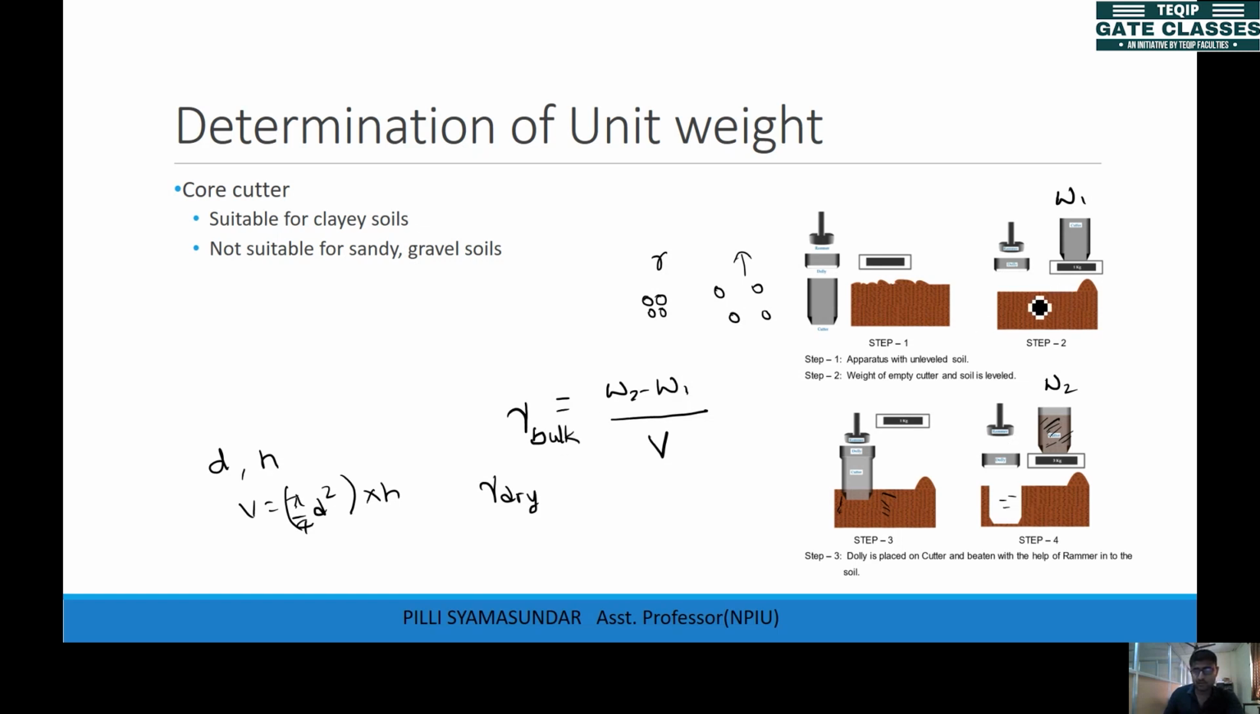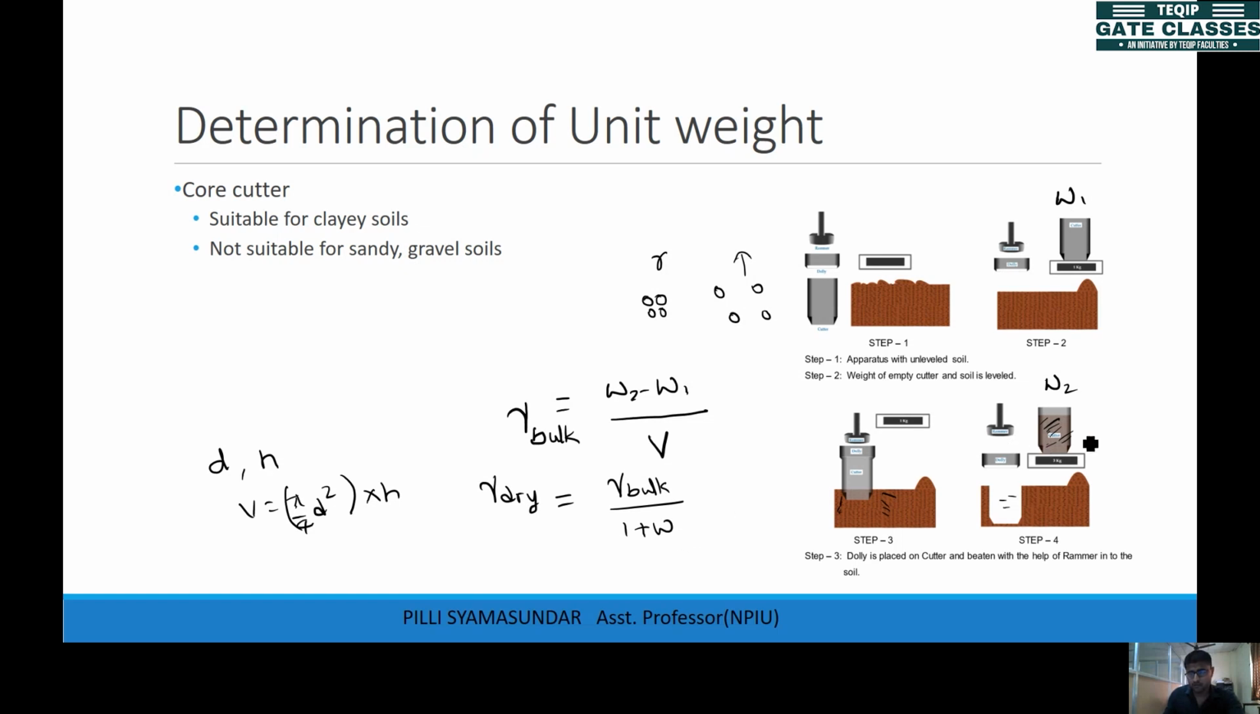Because if it's the rainy season the water will be more, and in the dry season the water will be lesser, so gamma bulk varies, but not gamma dry. So that's why we try to find out the gamma dry. Gamma dry is equal to, we already gave an expression yesterday, gamma bulk by 1 plus w. So you find out the water content of the soil.